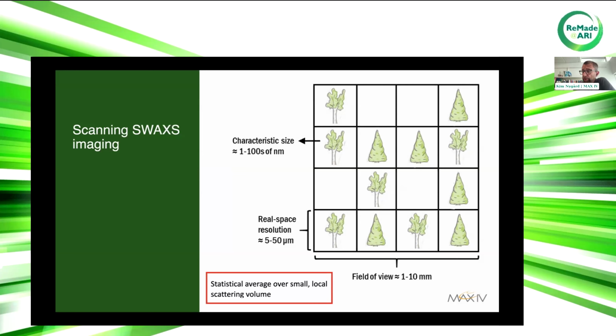And then the field of view of your imaging experiment is given by how far you can afford to scan the sample. Now, you're still looking at a statistical average of the scattering volume, but in this case, it's much smaller. So you do catch heterogeneity or structural diversity on length scales larger than your real space resolution. And I'll show a few examples later of what you can do.